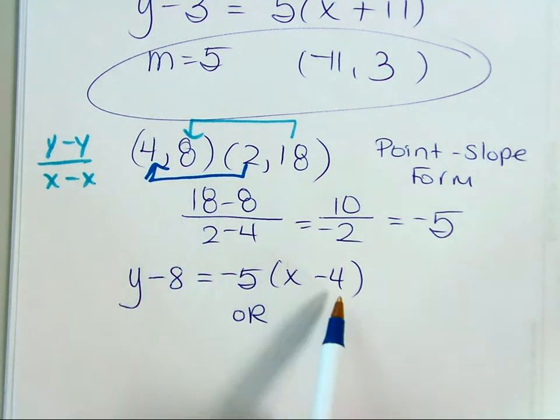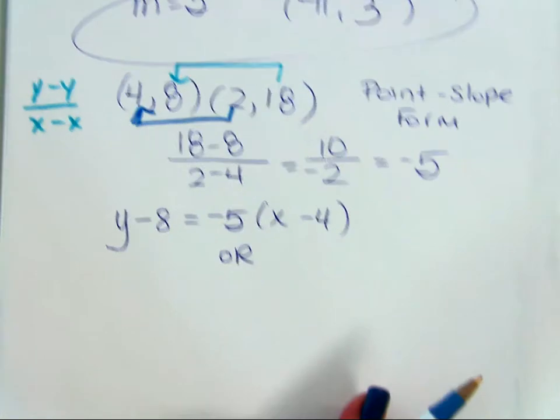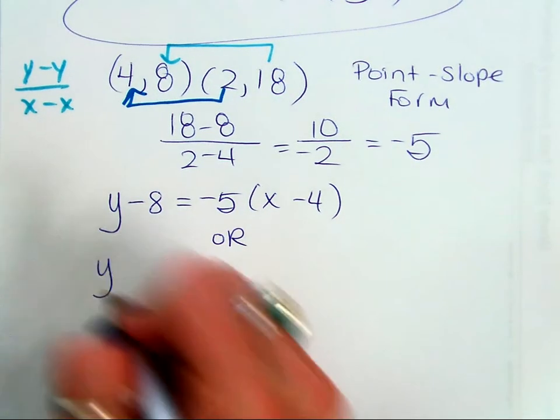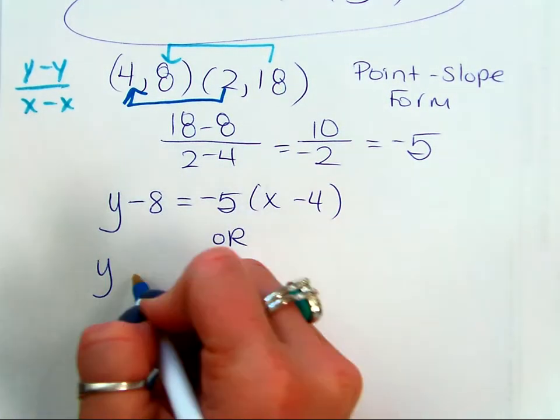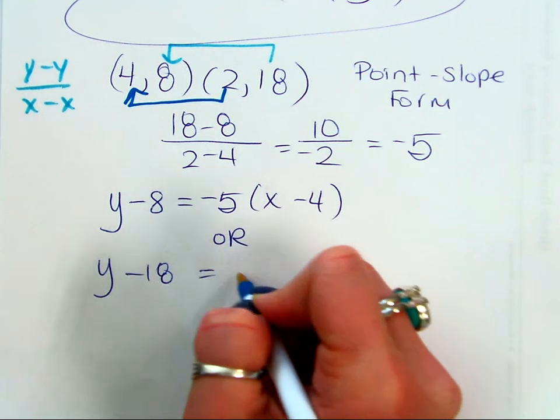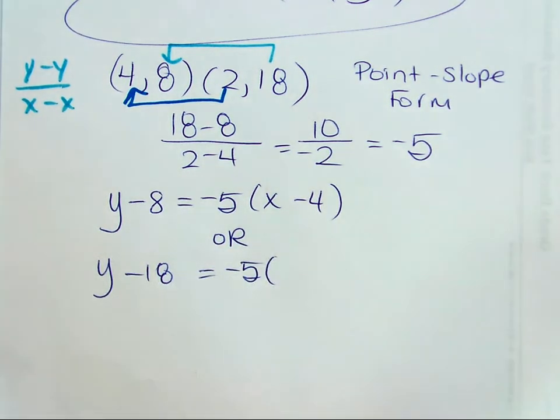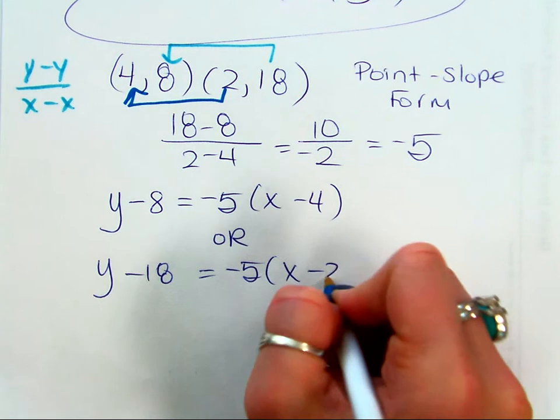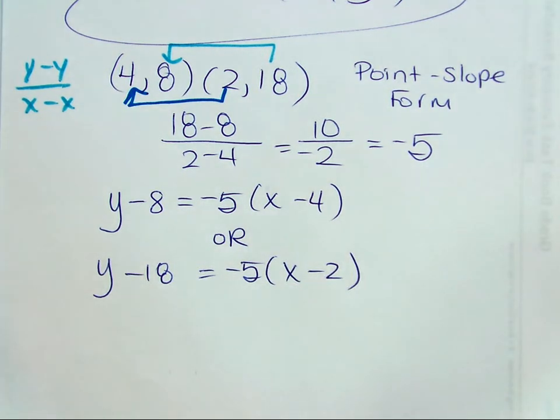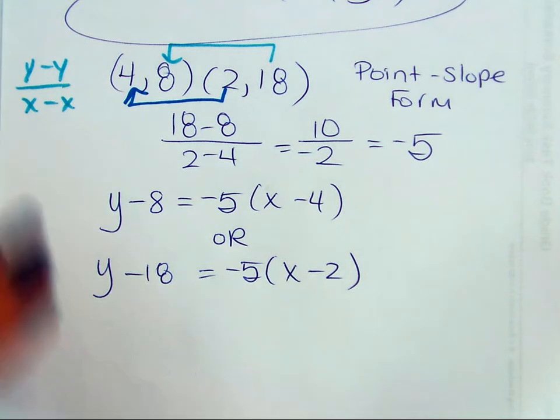4, 8. Another correct answer would be y minus 18 is equal to -5. That didn't change, right? Times x minus 2. You can pick whichever one you want. Yeah. Will we ever have to solve these? Well, that's a good question because Learning Target 7 has us working a little bit more with these. Yes. Like you said, the 8s and 18s are not really negative, they're positive, so we subtract them out.